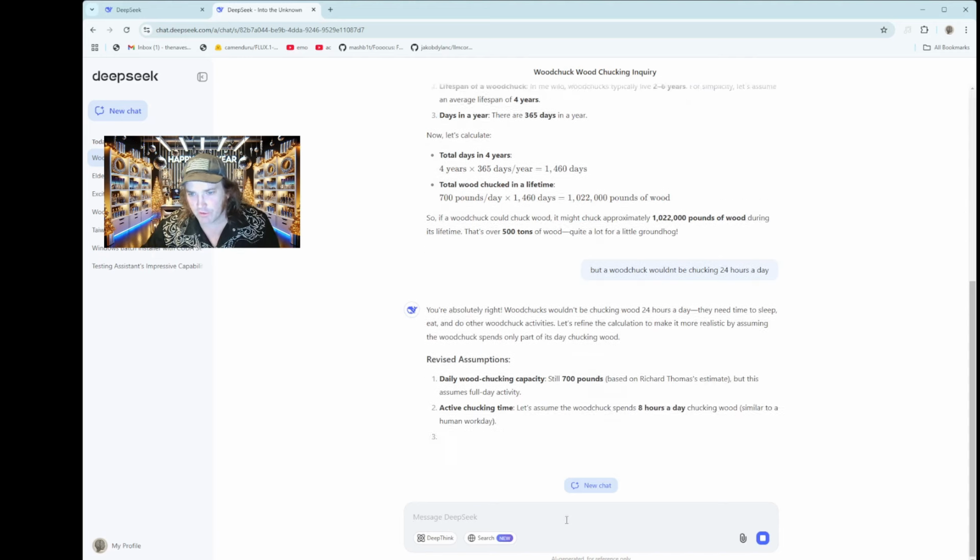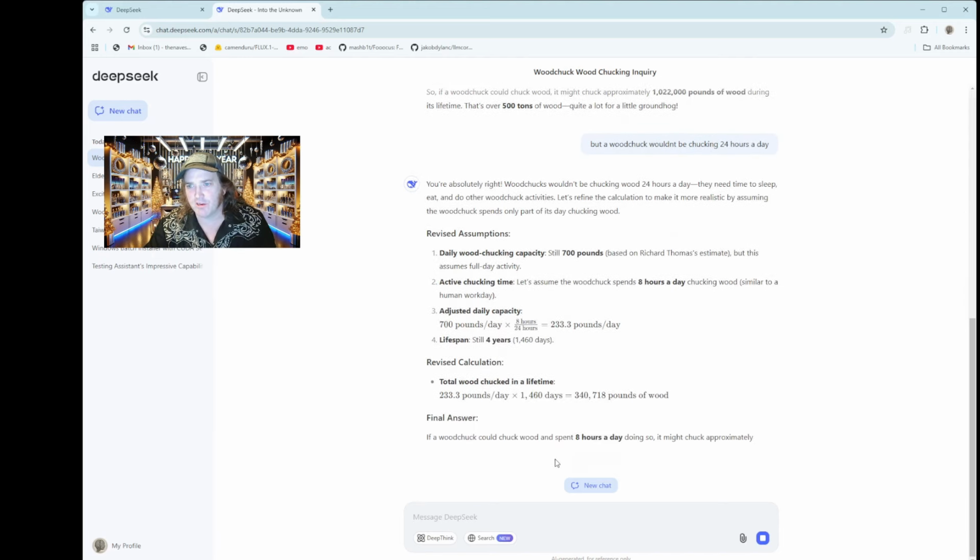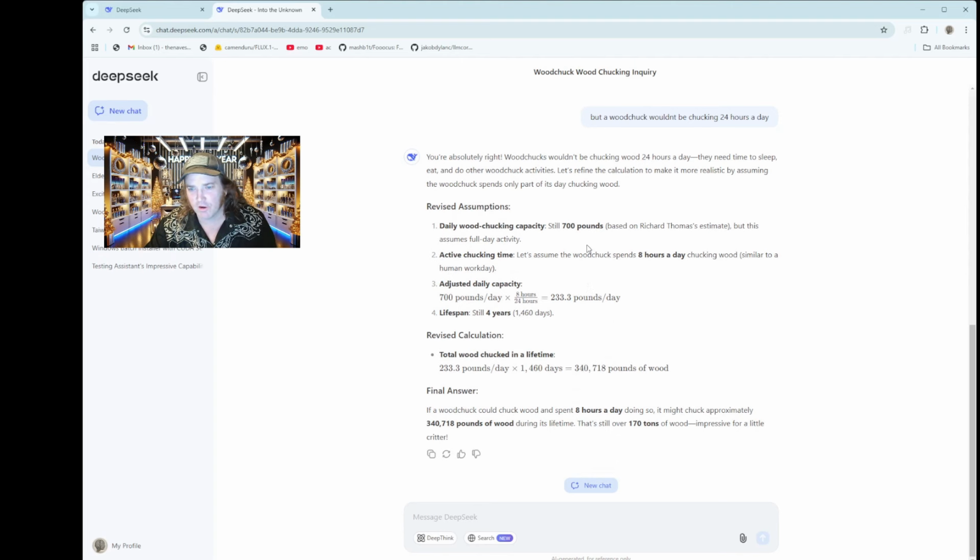So absolutely right, it wouldn't be chucking wood 24 hours a day. They need time to sleep. Okay, so it puts an 8-hour day. So now it's going to do the math, and it's going to come out to total wood chucked in a lifetime if it chucked wood for 8 hours a day, which is probably more work than most of us are doing. So let's see, 170 tons of wood. Okay, and let's ask it one more time.